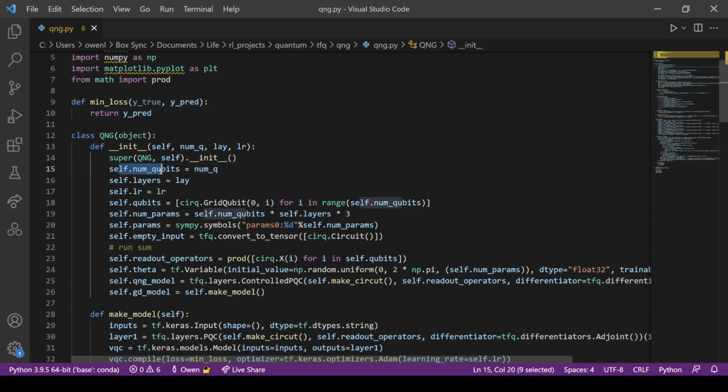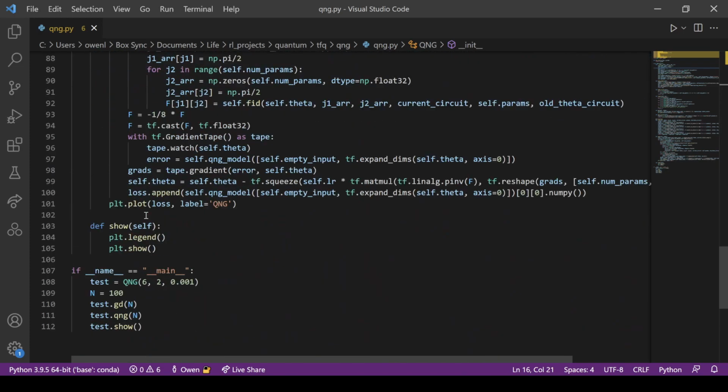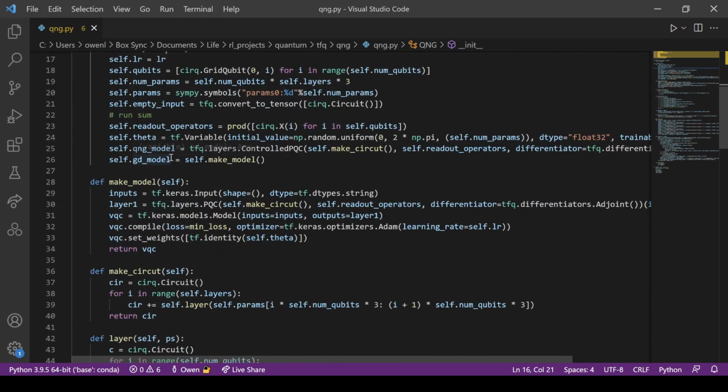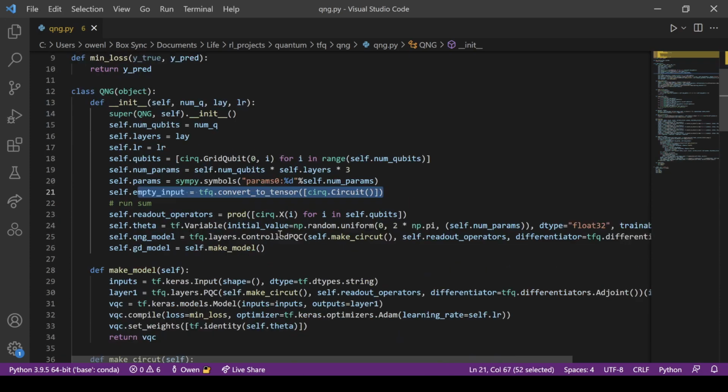So to run the comparisons between gradient descent and quantum natural gradient descent, we just create a class, and then we have 2 different optimization functions. We have some parameters: number of qubits, number of layers, the learning rate. We create the number of parameters, we create the parameter representations, and we get our generalized empty circuit input.